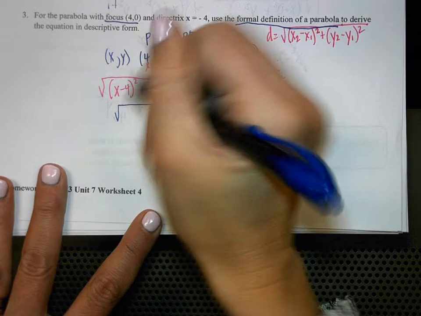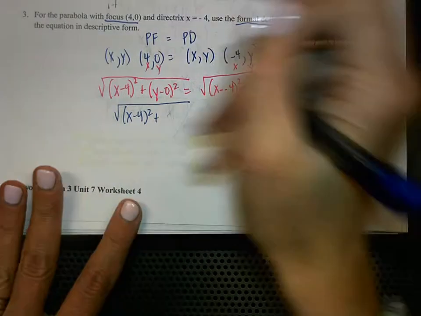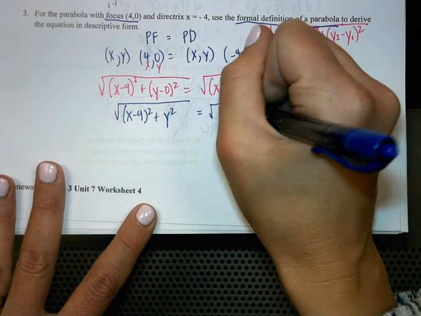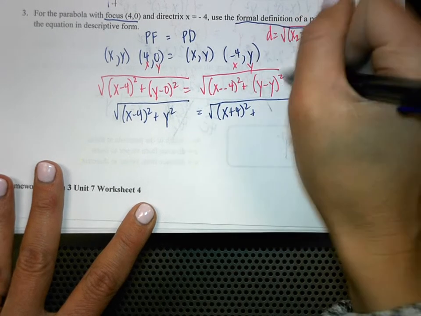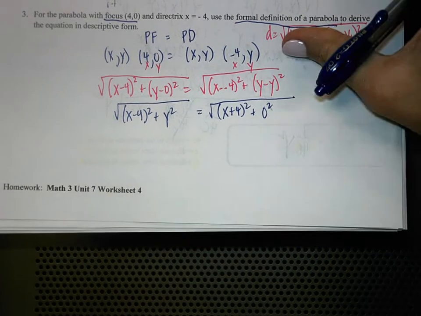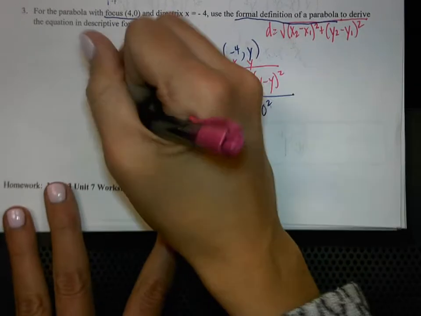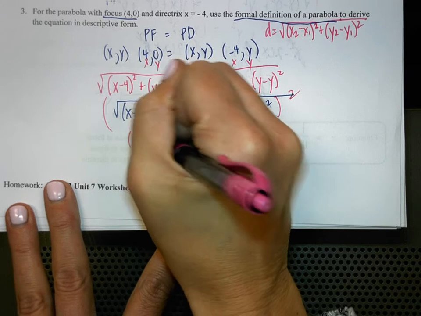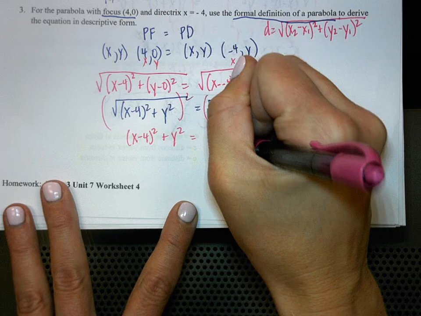So my line will be (x minus 4) squared plus (y minus 0), which is y squared, equals, two negatives here end up making a positive, so (x plus 4) squared, and then plus (y minus y), which makes a 0, squared. If you want to write the 0, you can. If you don't want to, that's okay. How do I eliminate roots? We square both sides. Very good. So I end up with (x minus 4) squared plus y squared equals (x plus 4) squared.